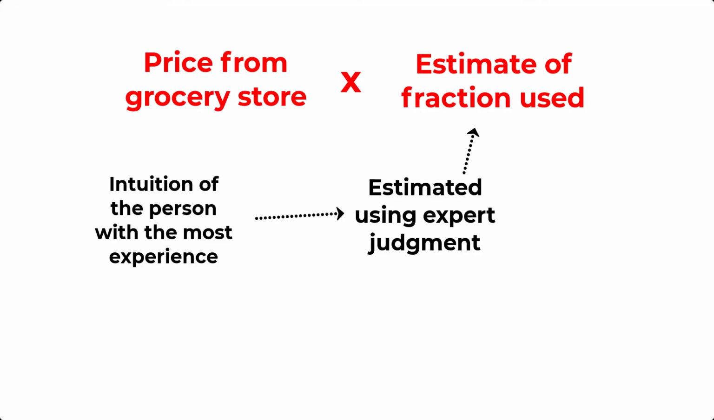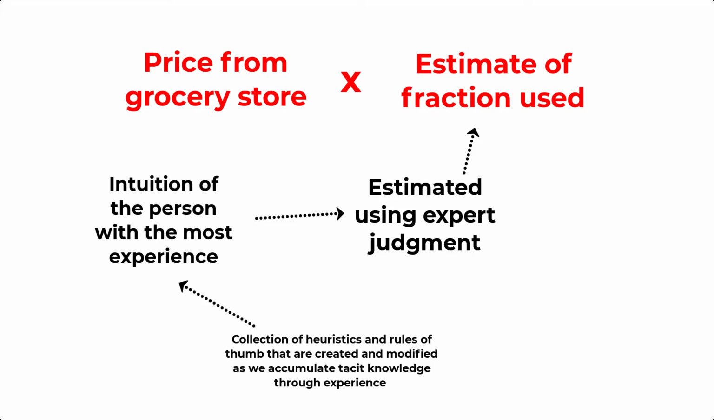Expert judgment is just the intuition of the person with the most experience available in the room at the time when you're making the estimate. And intuition here can be regarded as a collection of heuristics and rules of thumb that are created and modified as we accumulate tacit knowledge through experience. Expert judgment sounds kind of fancy, but what it really means is that I'm just using my gut feeling. So it is unfortunate, but at some point in your analysis, you will eventually have to just pull a number out of your hat without actually having any sort of justification behind it, other than just being your gut feeling.